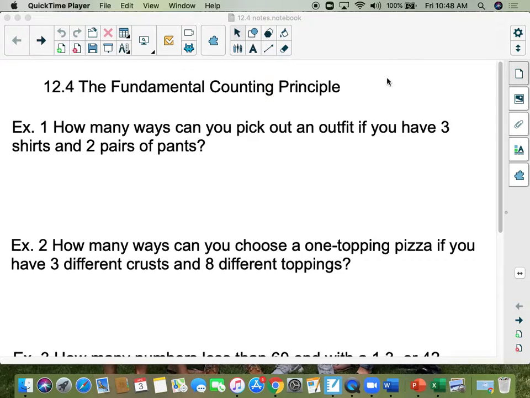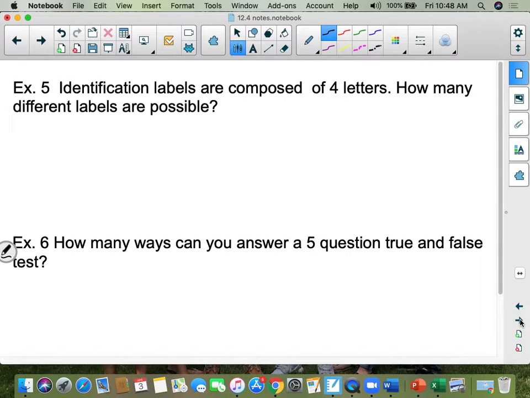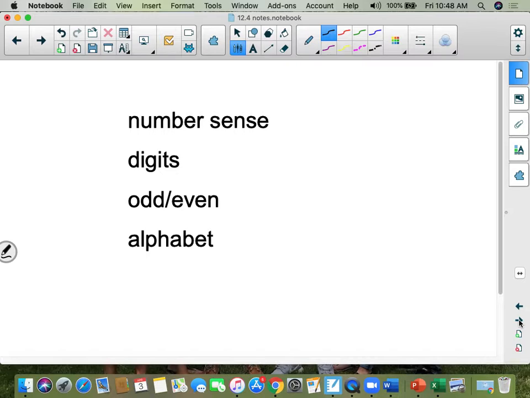Okay, 12.4, I would say, is the most difficult section in this chapter. It's called the fundamental counting principle. You see this on the ACT. It's not easy. I'm going to go all the way to the last page. There are only 3 pages of notes today. You have to have number sense to be good at this section.